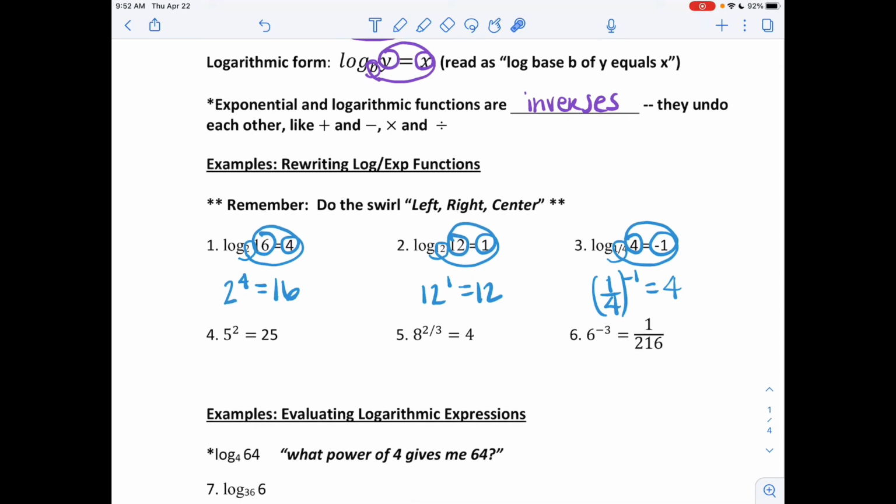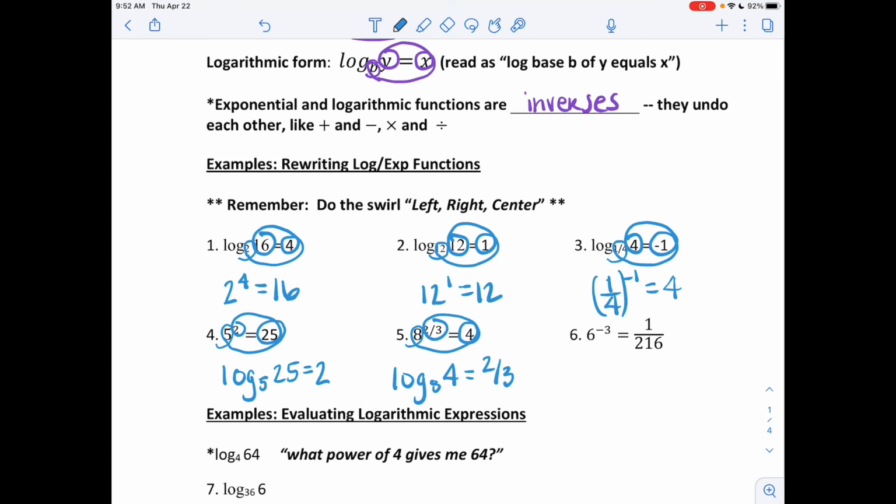Let's go the other way now. Let's start with our exponential form and go to log form. Same pattern though. Left, right, center goes into our log. So the first thing in the log is going to be a 5, and then a 25, and that's equal to 2. 8 to the 2/3 equals 4. 8, 4, 2/3, so log base 8 of 4 equals 2/3.